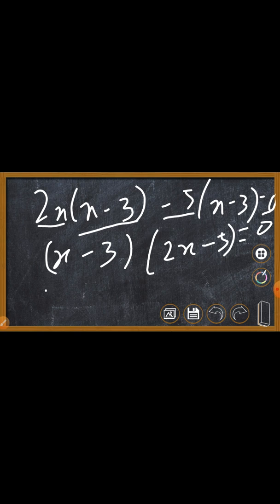So what is the value of x? x is equal to 3. From here I get that x is equal to 3 by taking x minus 3 equal to 0. If I send 3 to the other side, it becomes x is equal to 3. And now 2x minus 5 is equal to 0, so from there I get the value of x as 5 by 2. So 3 and 5 by 2 is your answer.